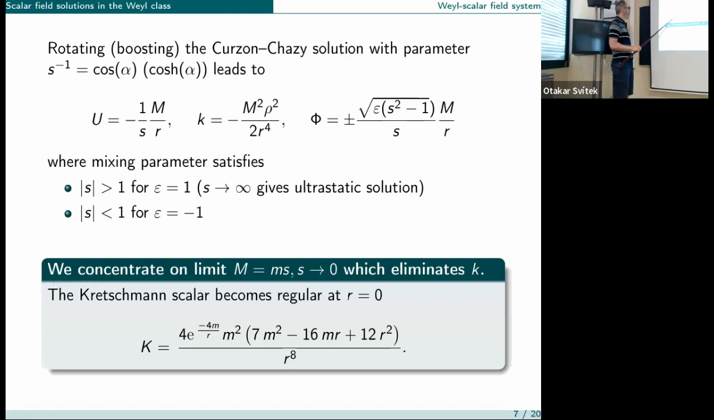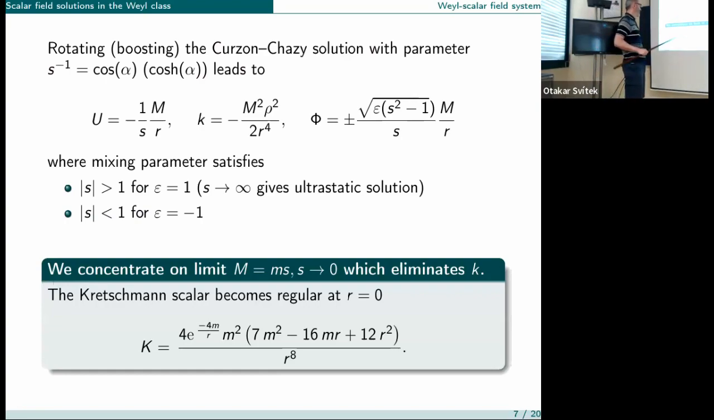But there is another limit possible, and that's for the phantom scalar field, where s should be less than 1. But this limit first needs some redefinition. This parameter M that should represent the mass, we will make into some small n times the parameter s, and we send this s to 0. So now we see that u gets preserved in the form M over R, and phi gets preserved in a similar form. But in this limit, since here the M is not divided by anything, this limit, of course, cancels the k. So we will arrive at a spherically symmetric solution.